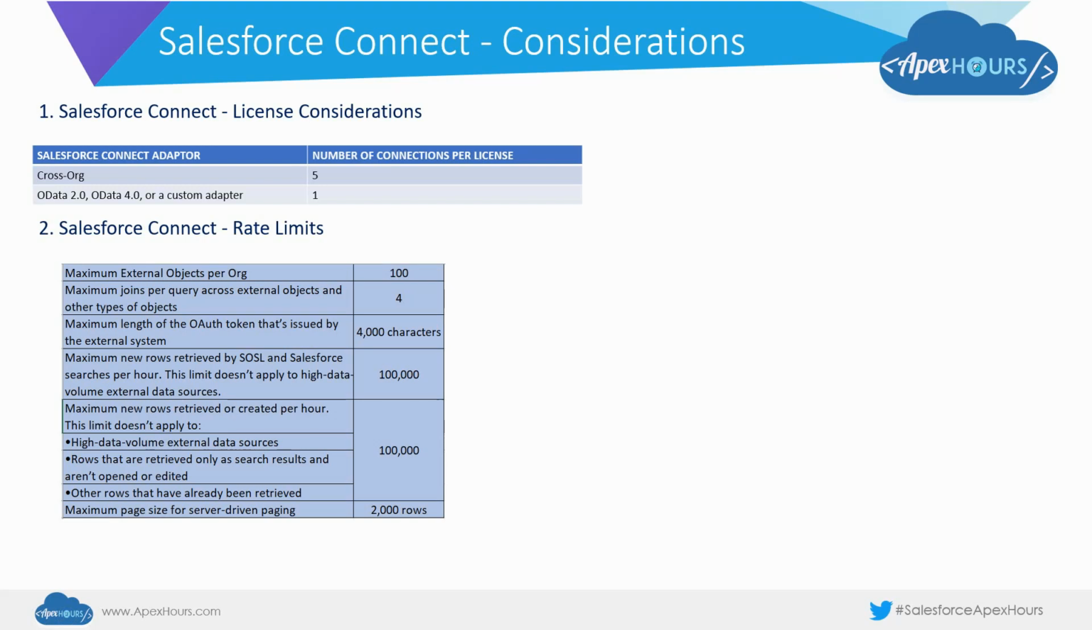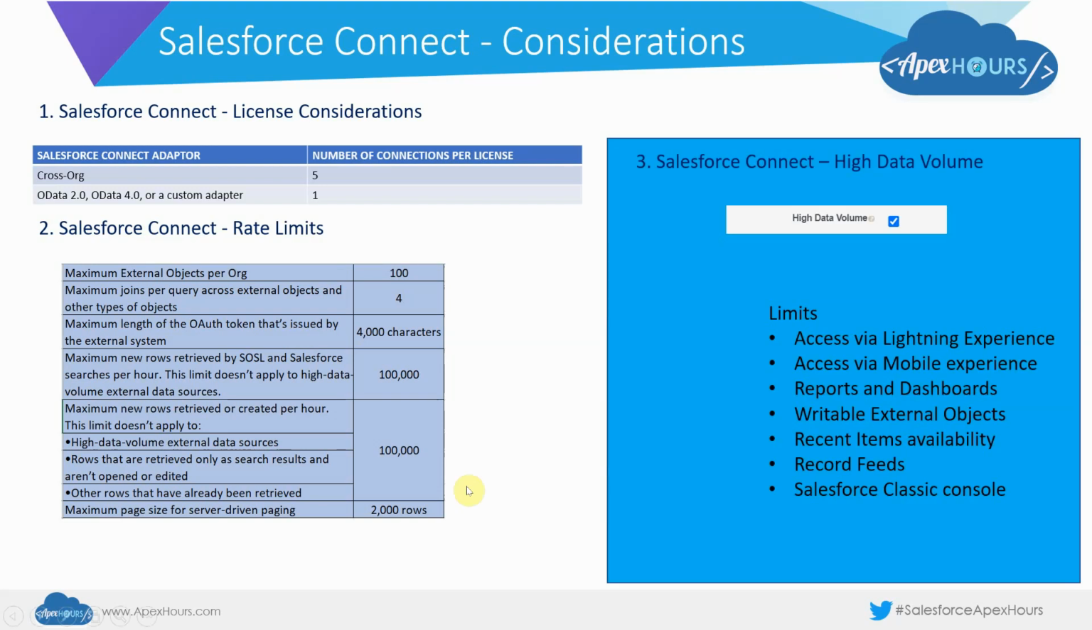Also, there are some other rate related limits, like the maximum external objects that you can create in a particular org is 100. There are other limitations also on the maximum number of join queries that can be executed, and the number of rows that is retrieved, which is 100K only. When there are more records and you are using server driven pagination, in that case a maximum of 2000 records only will be retrieved in a single page.